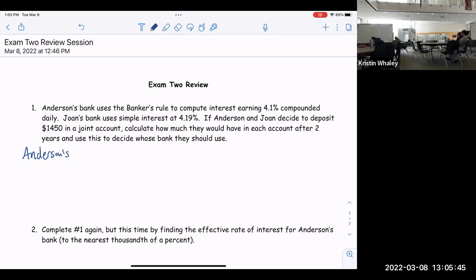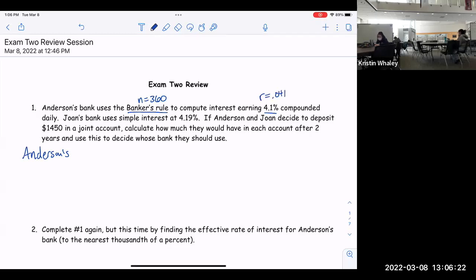So for Anderson's Bank, it said banker's rule. Banker's rule generally means that they're going to use a 360-day per year calendar. So this would tell us that N in this case is 360. Any other time that it said that it's compounded daily, we would actually use 365, banker's rule. This says it's computing interest at 4.1%, an R value of 0.041.